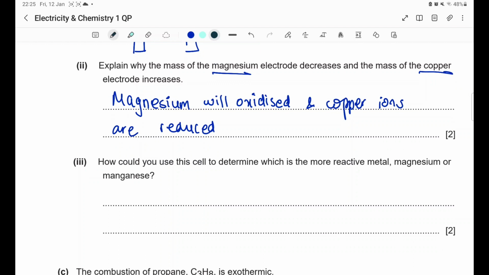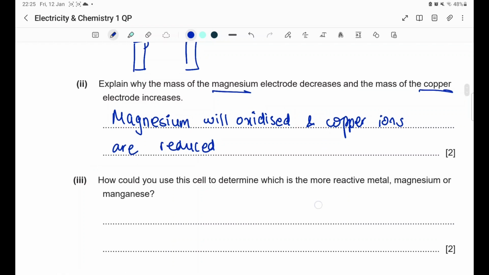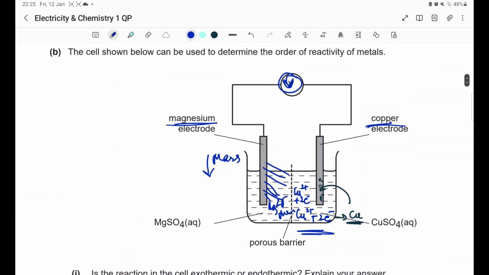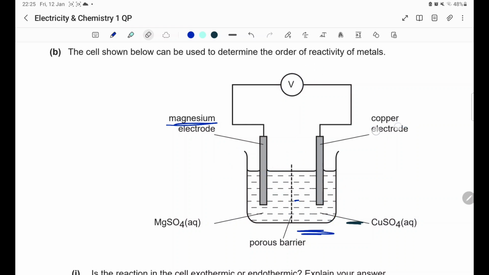How would you use the cell to determine which is more reactive, magnesium or manganese? So a fact that you need to remember is the greater the difference between the reactivity of these two electrodes, the higher the reading on V. So let's suppose that magnesium and copper, this is a completely random value, is giving me 5V. Magnesium is more reactive than copper. There is a massive difference between magnesium and copper.